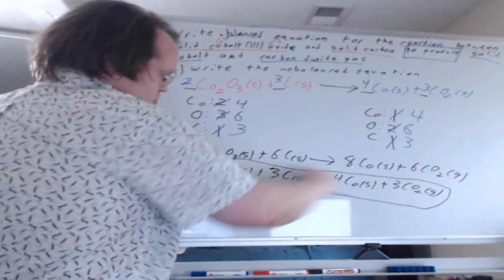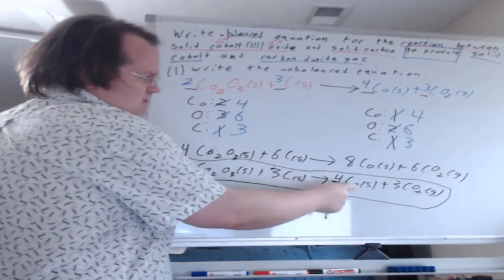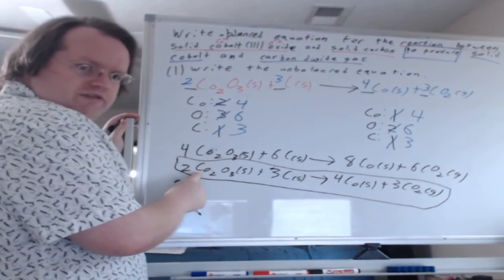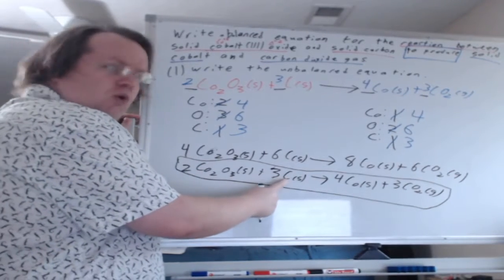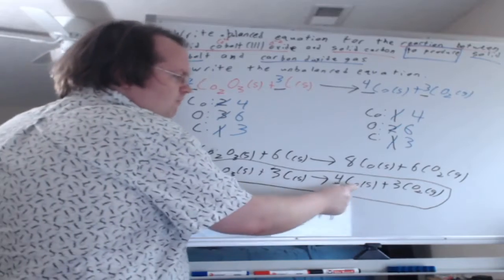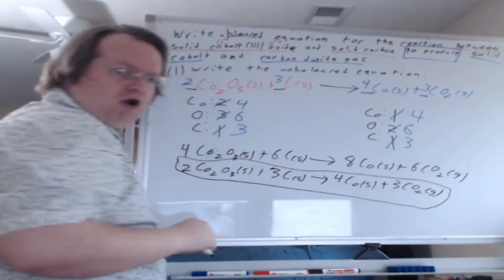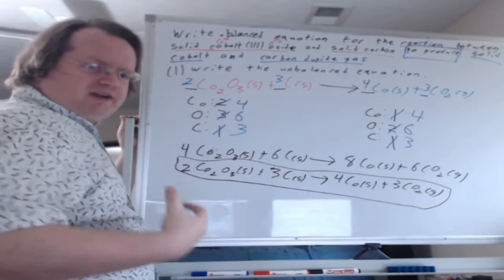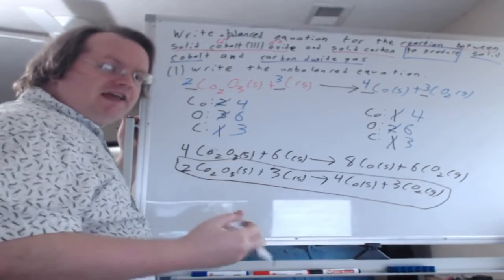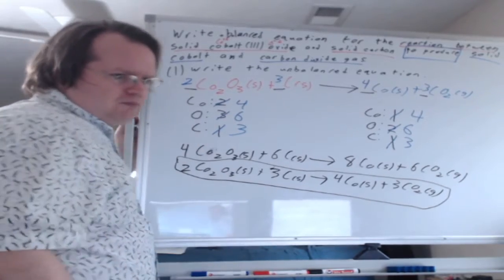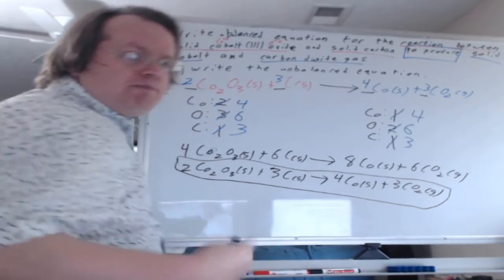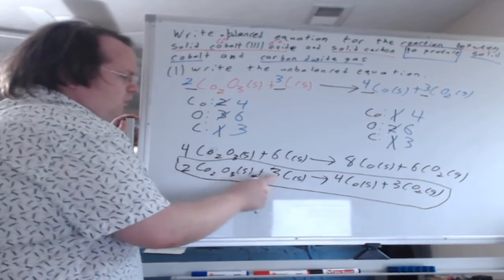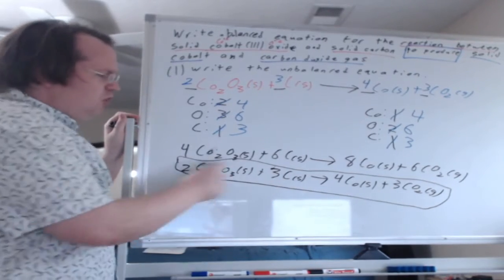So while it's true that this is 2 molecules plus 3 atoms makes 4 atoms plus 3 molecules, a more common way to talk about it is 2 moles of cobalt(III) oxide plus 3 moles of carbon makes 4 moles of cobalt and 3 moles of carbon dioxide. So that usage of the term moles is also true, but it uses numbers that are more productive for us. We're more likely to have a mole of something than we are to have 1 atom or 1 molecule. So for that reason, you'll usually hear that terminology, but both are true statements. This is 2 molecules plus 3 atoms, or 2 moles plus 3 moles.